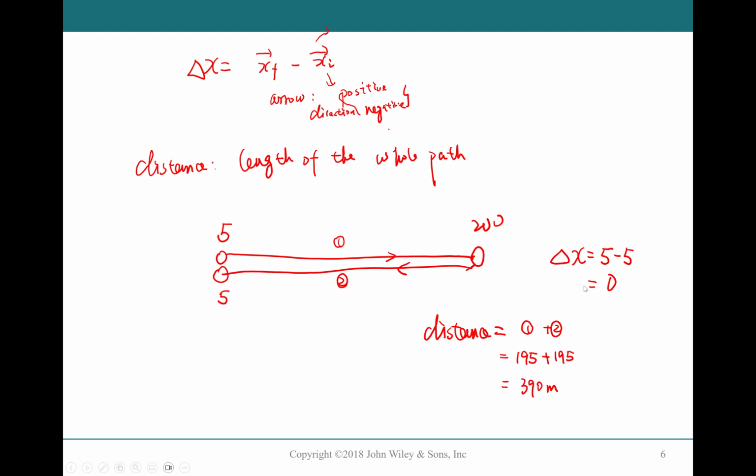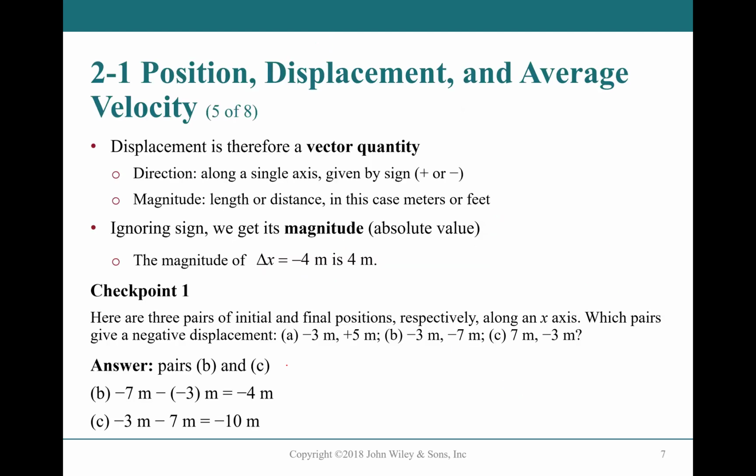Displacement is just the final position minus initial position, and for distance, you have to consider all the paths. It is the length of the whole path. You have to consider all the segments that actually happened in the path. So if you have a zigzag path, then you have to calculate this part, and then this part, and then this part, and this part. So distance usually is very difficult to calculate.